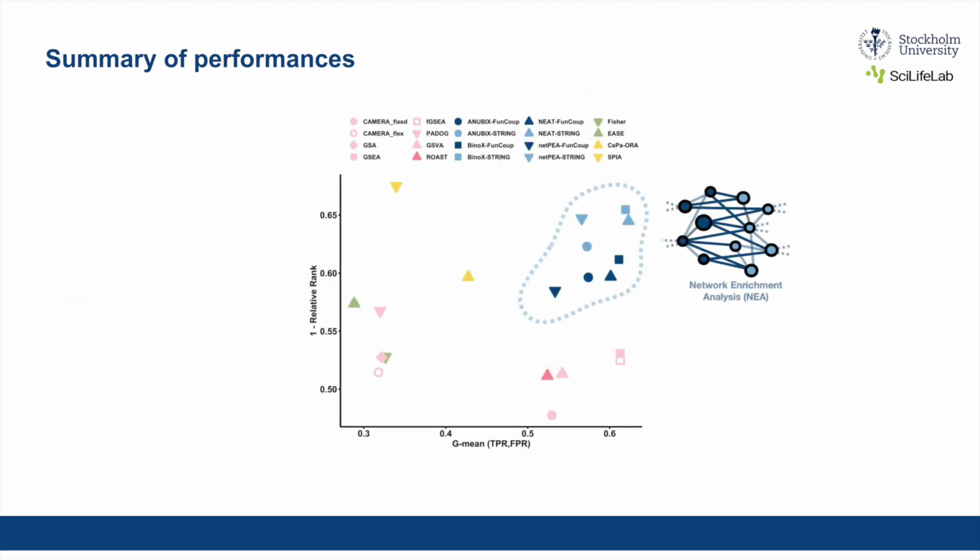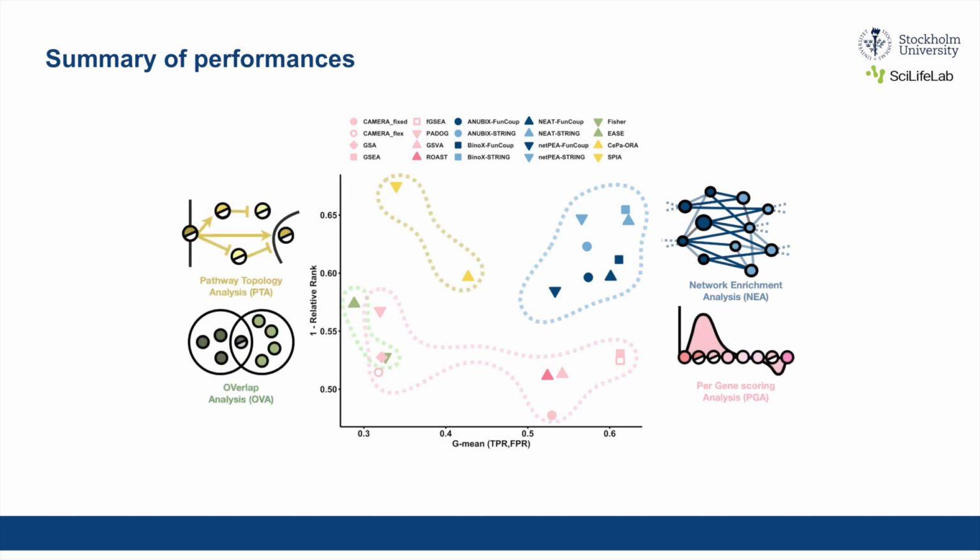Network enrichment analysis methods outperformed all other EA approaches. NEA methods differ from other approaches by considering the connectivity of differentially expressed genes with functional gene sets in a network context, rather than assuming gene independence. The better performance of NEA methods may be attributed to their ability to address the limitation of low database coverage through the utilization of genome-wide functional association networks such as FunCoup and STRING.